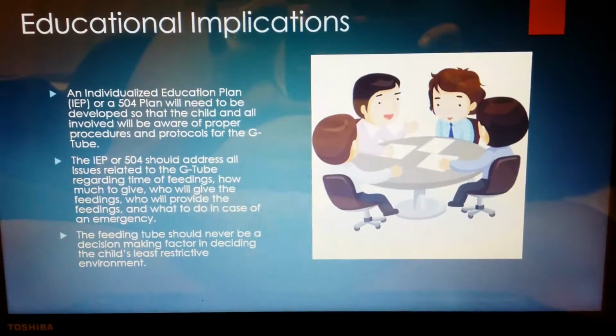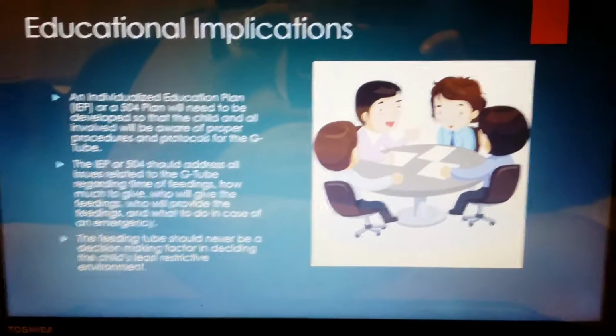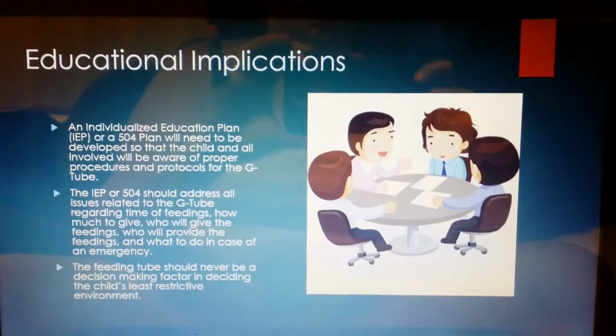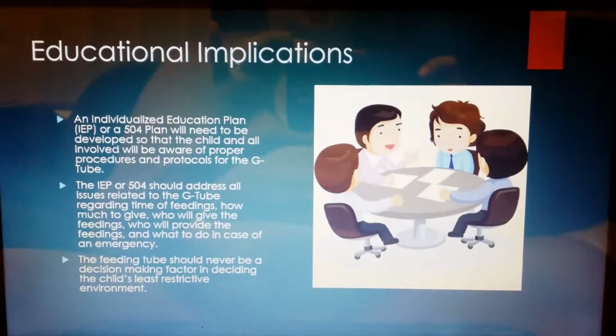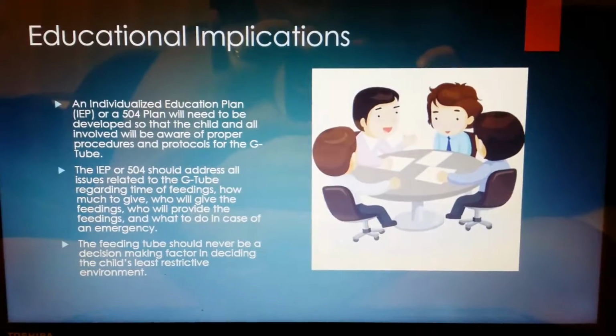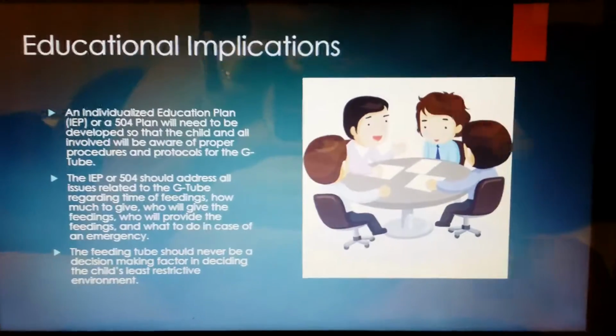The feeding tube should never be the decision-making factor in deciding the child's least restrictive environment. For example, I work in a severe profound classroom, so students in my room that have G-tubes also have cognitive delays, whereas someone may just have a feeding tube and may not be required to be in a severe profound classroom.